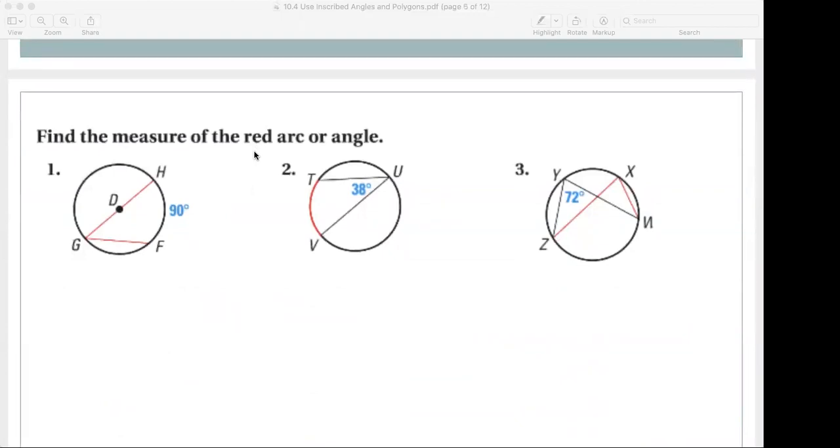So this is a good point to pause, and they're asking for finding the measure of the red arc or angle. So find the measure of this red angle here. Find the measure of this red arc. Find the measure of this red angle here. Okay, push play once you're ready.